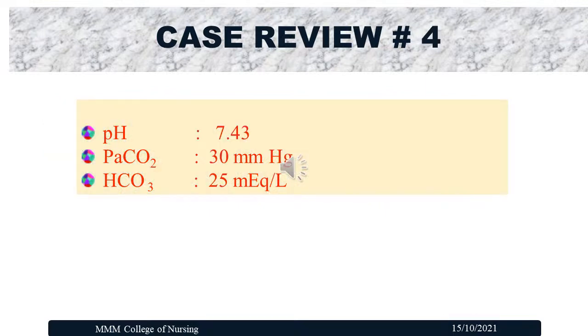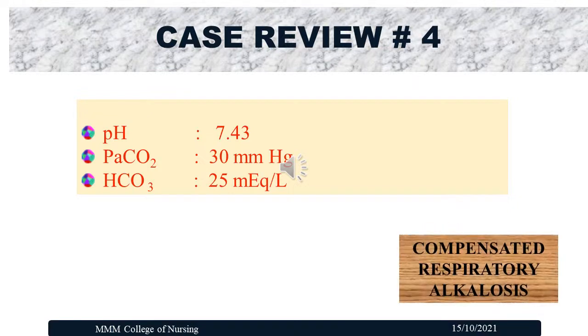Case review 4. pH of 7.43, partial pressure of carbon dioxide is 30 mmHg and bicarbonate levels of 25 milliequivalent per liter. Partial pressure of carbon dioxide is less, hence it is called respiratory alkalosis. We need to note that bicarbonate is within normal limits and pH is also normal, meaning it is compensated. Hence, the interpretation is compensated respiratory alkalosis.